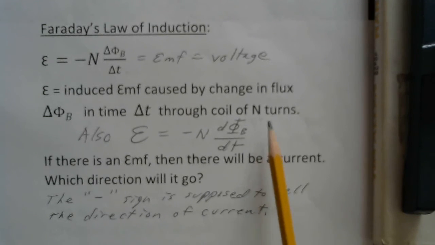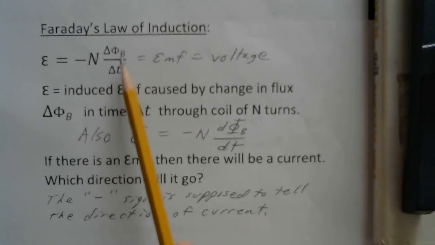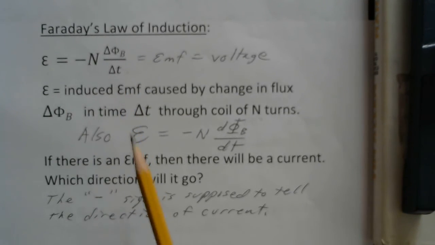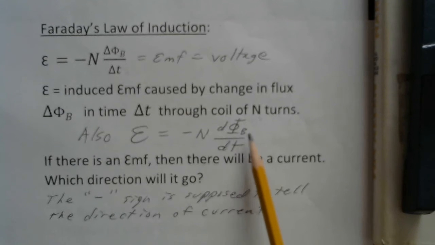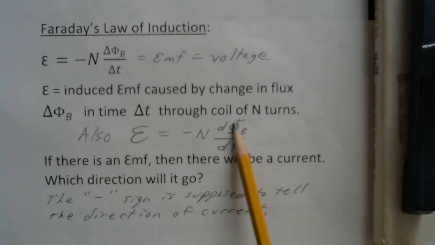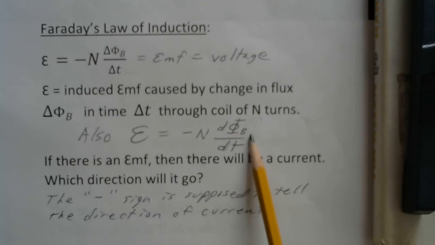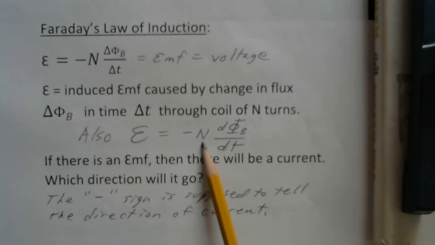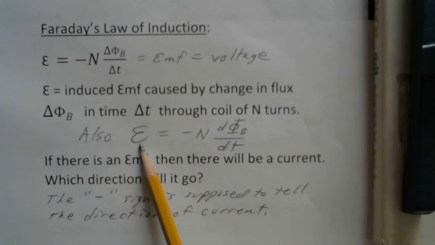Also, don't forget that if I've got a delta over a delta formula, we can make those deltas small enough to become differentials, and then that turns into a derivative formula. So this would also work if you actually know your phi, your flux, as a function of time. Then you could take the derivative of that function of time, multiply by the number of coils to figure out your electromotive force, or how much voltage you have going through those coils of wire.